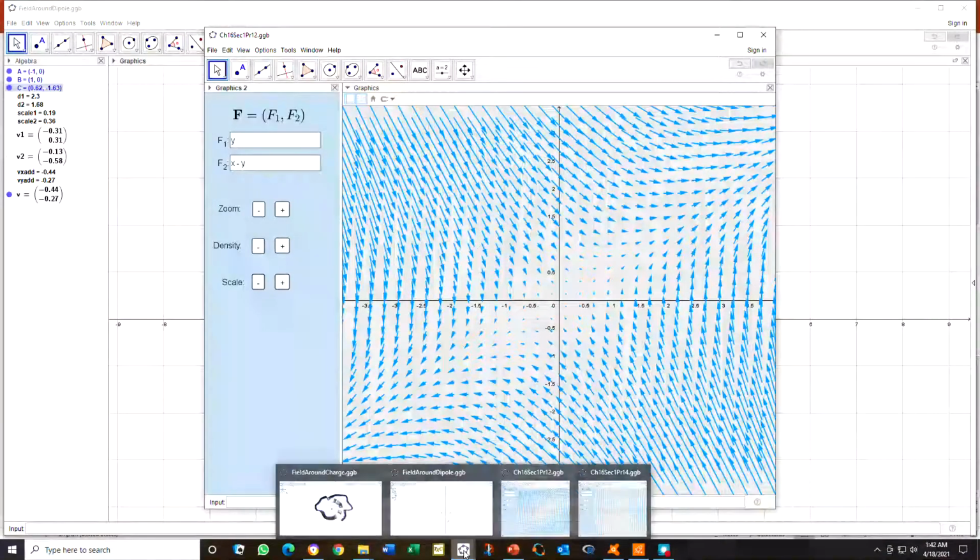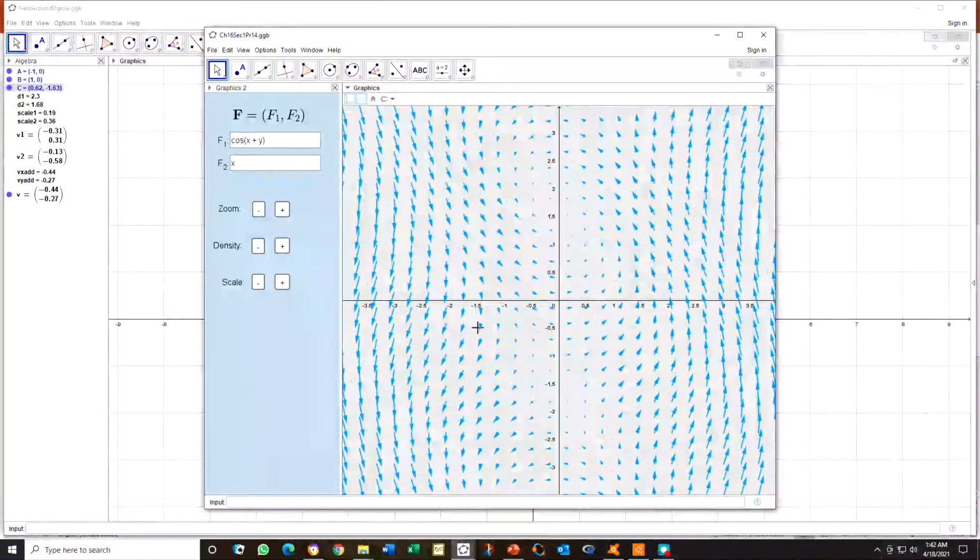And what else? I have done the same thing for another problem. Problem 14, where the x component is cosine of x plus y, and the y component is equal to x, right? And try to sit down and try to understand why this makes sense. The fact that these are the components means the vector should look like this. Does that make physical sense to you? You got to think about those things.